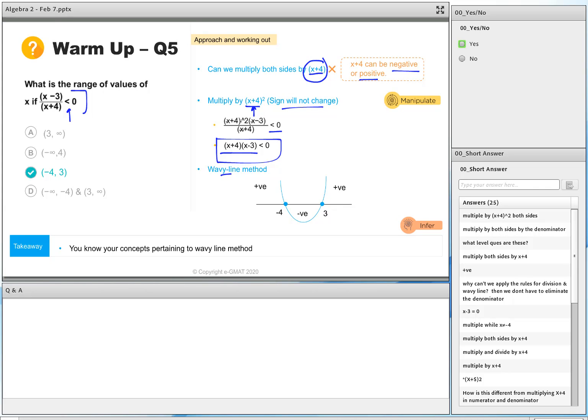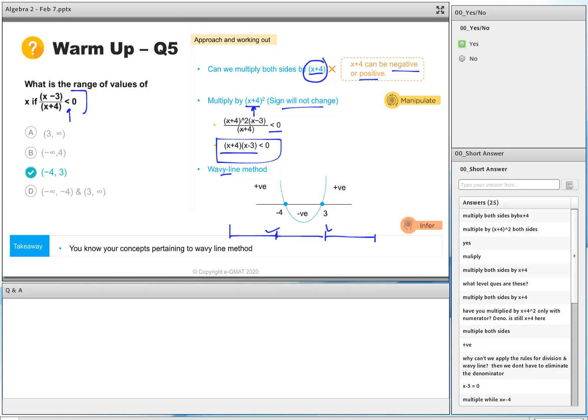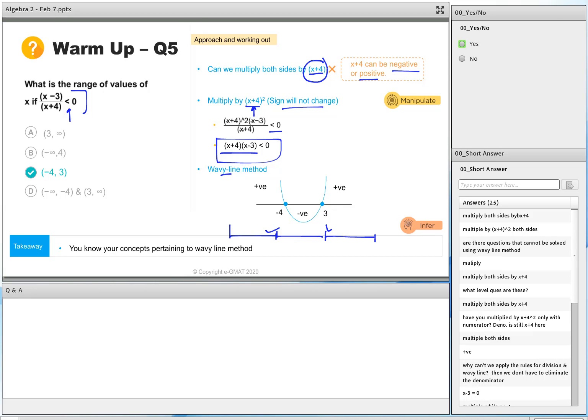What are the roots for this inequality? Minus 4 and plus 3. You have three regions, which is from 3 to infinity, minus 4 to 3, and then minus infinity to minus 4. Take one region at a time. Check for which of the regions I have a positive value, for which of the regions I have a negative value. If I do that, I see I am getting a negative value for the region from minus 4 to 3. Since I needed to find out the negative values, that aligns with my question. That is the answer for this question.